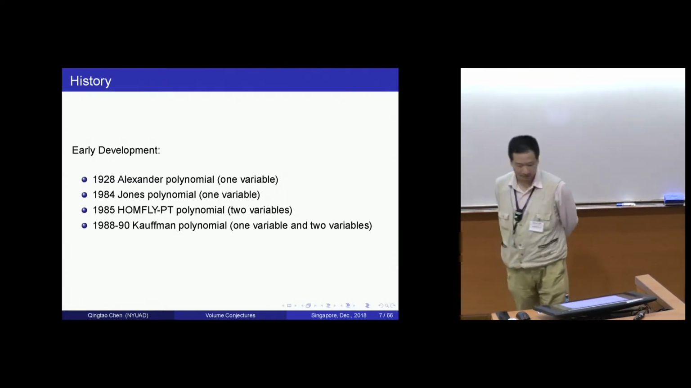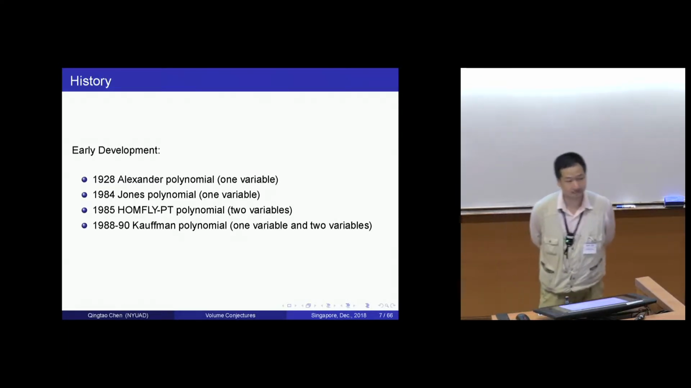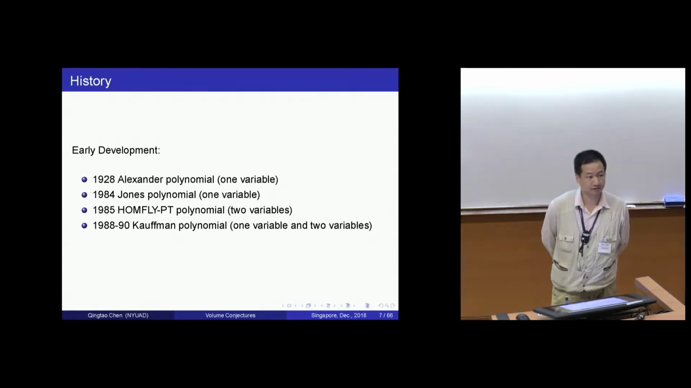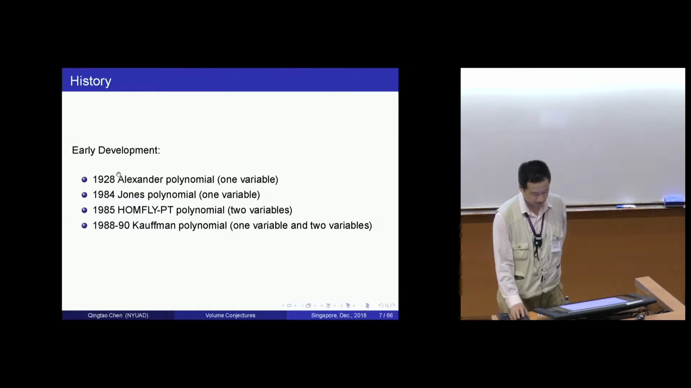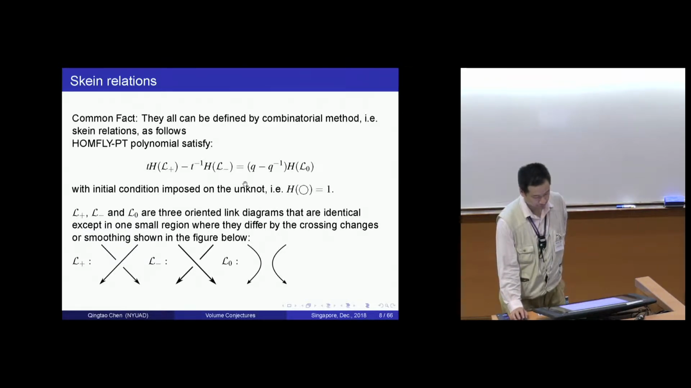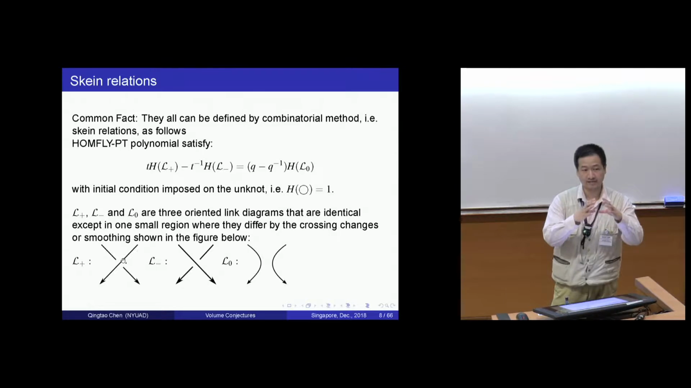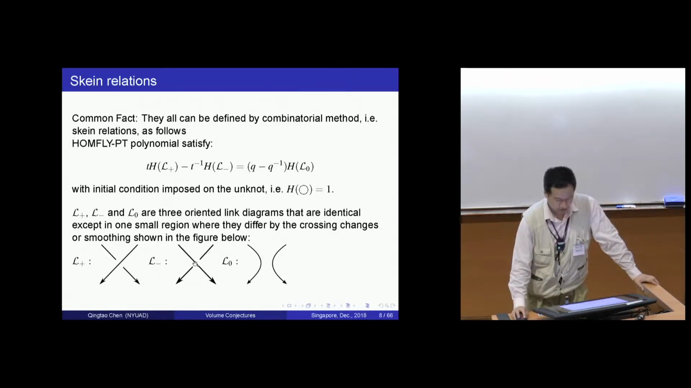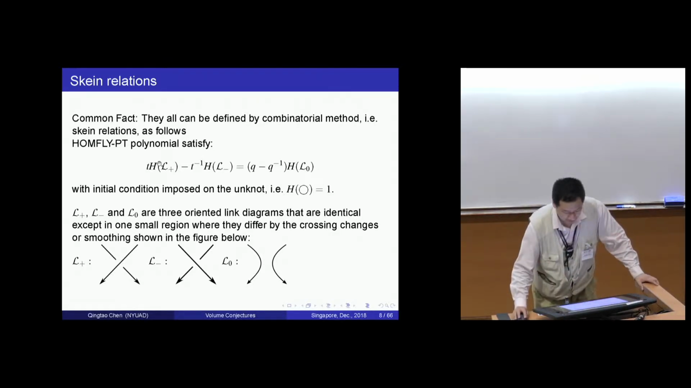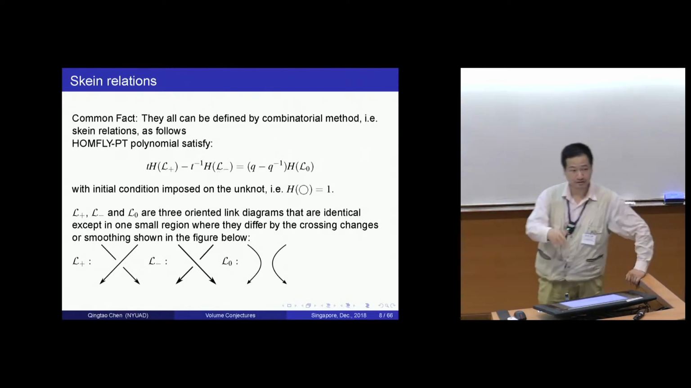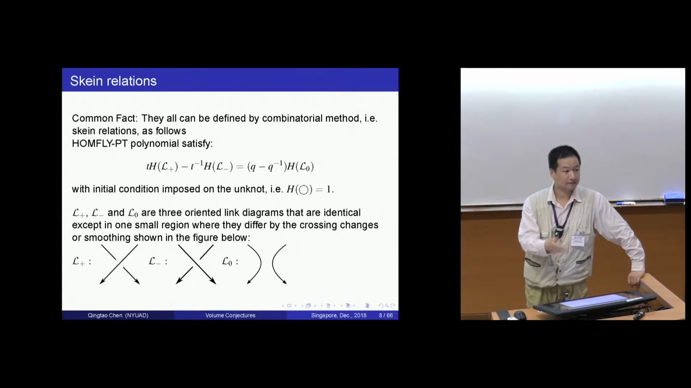I call it early development because those invariants can be defined by skein relations. Skein relations are a combinatorial method to define them. Here, this is a small neighborhood. L plus means that inside this small neighborhood, it is a positive crossing, and L minus means it is a negative crossing, together with the smoothing. Each time you apply this skein relation, you reduce the number of crossings by 1. So if you have a finite number of crossings, after finitely many steps you can calculate the invariant.